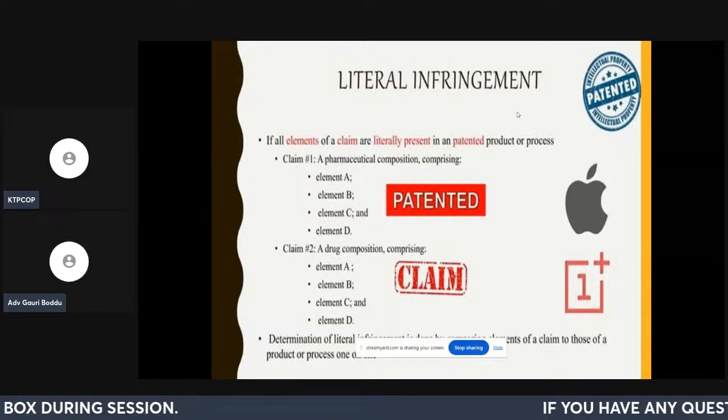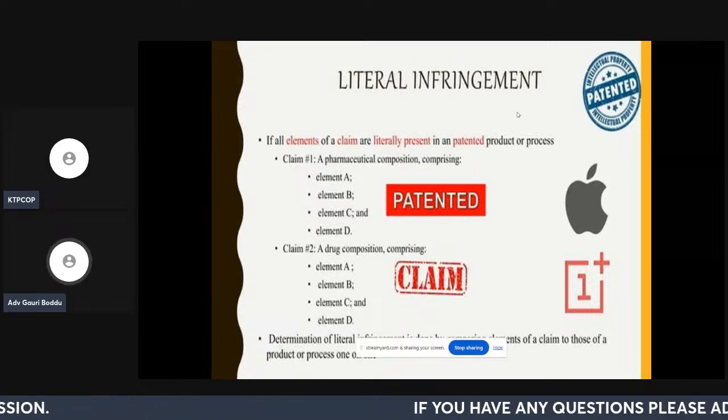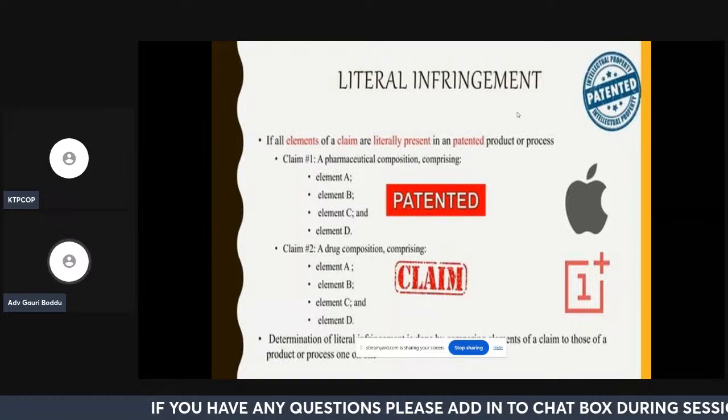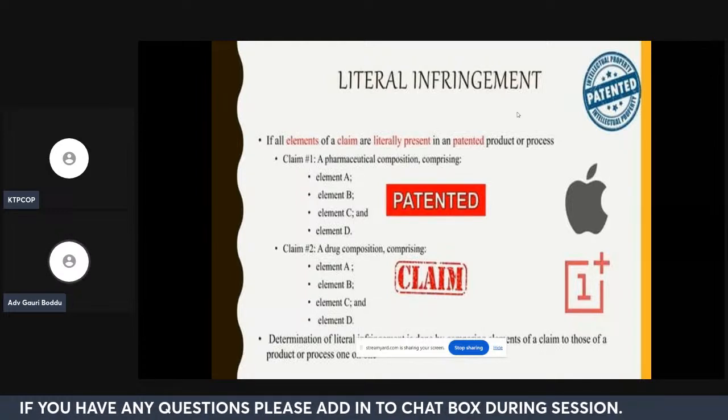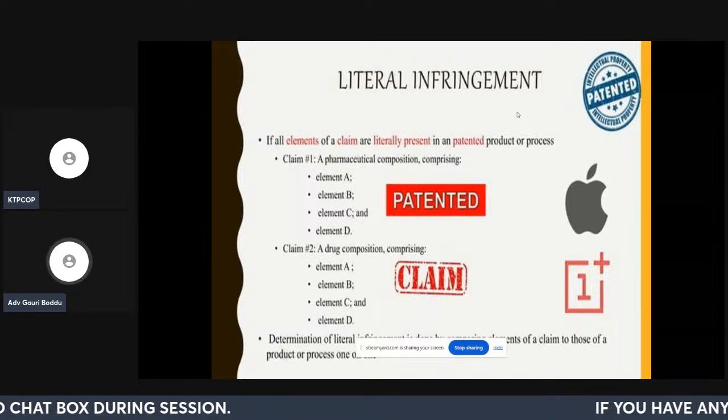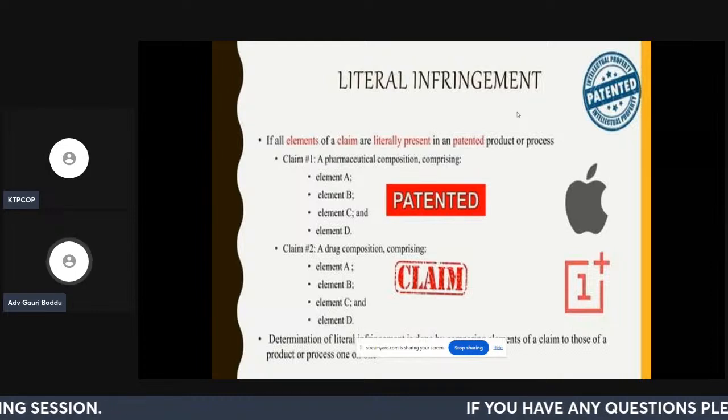Now, if all elements of a claim are literally present in a patented product or process, for example claim 1, a pharmaceutical composition comprising elements A, B, C, D. But if that is patented, and the opposition is using A, B, and D but not using C, then it is a literal infringement.